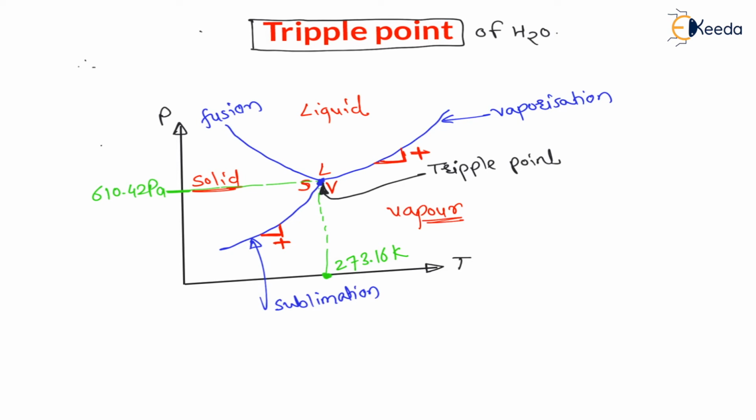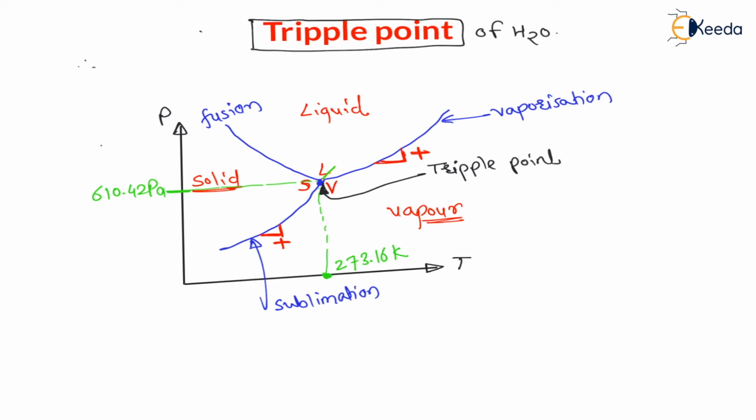But my dear students, here one thing is that the slope of the sublimation line is more than the vaporization line. Can you see here? The slope of the sublimation line is more than the vaporization line. If I extend this sublimation line, the line will go like this, right? Therefore you can see the slope of the sublimation line is more than the vaporization line on the pressure versus temperature diagram.